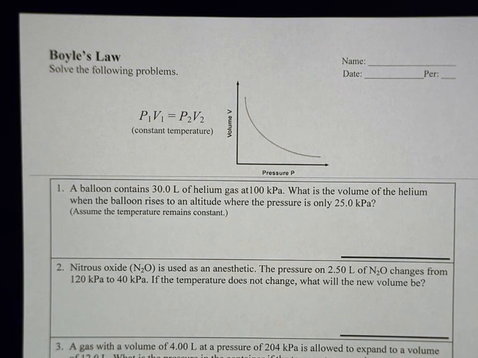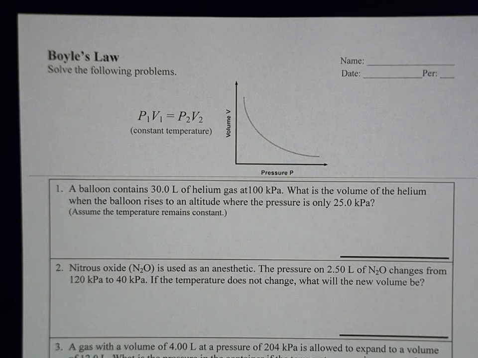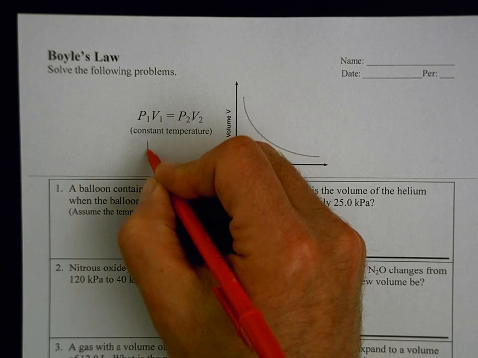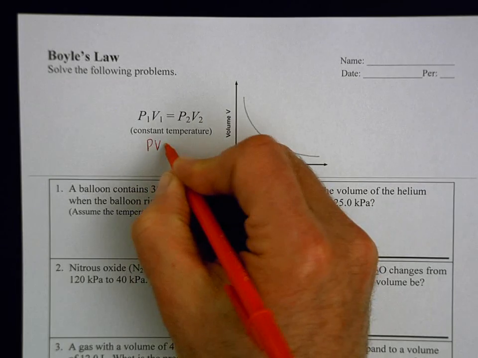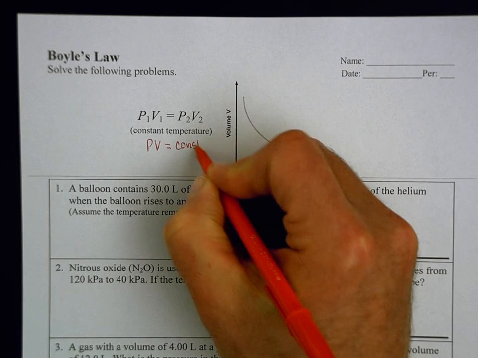So, Boyle's law. Basically, a scientist figured out there was a relationship between pressure and volume when it came to gases. This is the relationship. Or if you want, you could think of it as being basically pressure times volume has to be a constant.